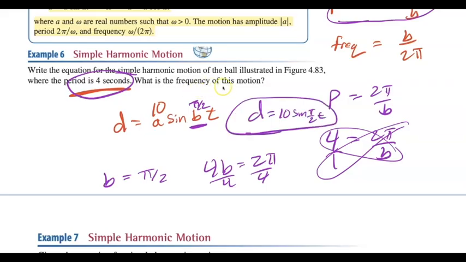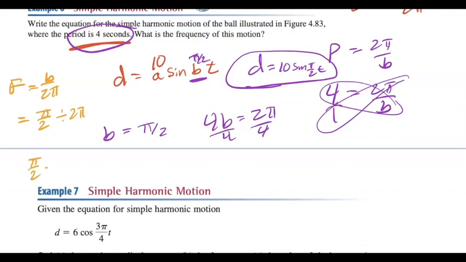And they want to know the frequency of the motion. We just use the formula for frequency, which is B over 2 pi. So our B is pi over 2, divided by 2 pi. Pi over 2 times the reciprocal, 1 over 2 pi. Pi's cancel, and you get 1 over 4 cycles per second.